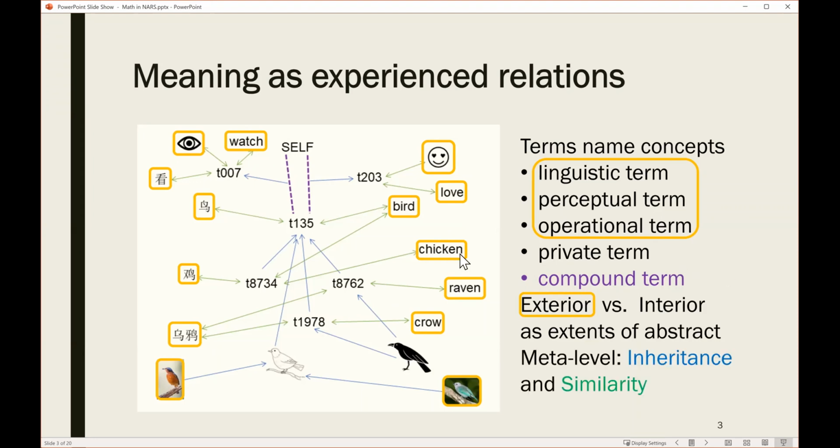And also you can see here there are several basic types of meta-level relation, which we call copulas in the system. In this diagram, we have the blue one that's called the inheritance relation, which forms a hierarchy, and also a similarity relation, which is kind of like two-way inheritance. Okay. So that's about the meaning. The meaning of a term is given by all of its relations experienced by the system.